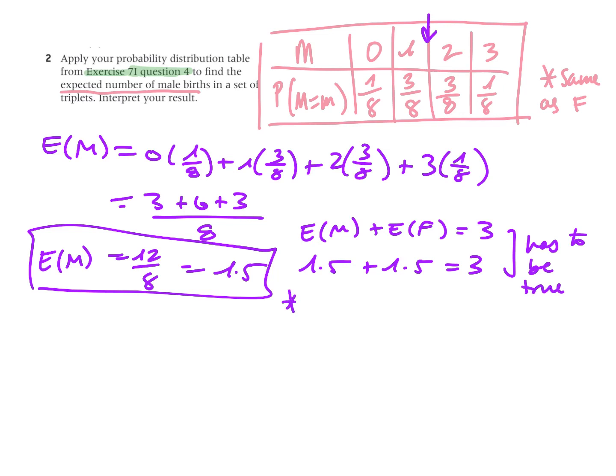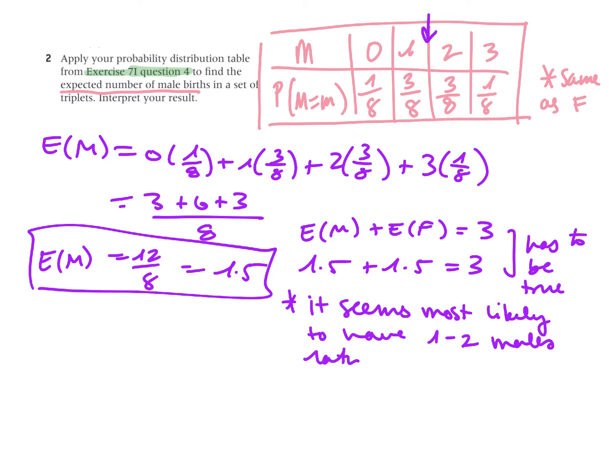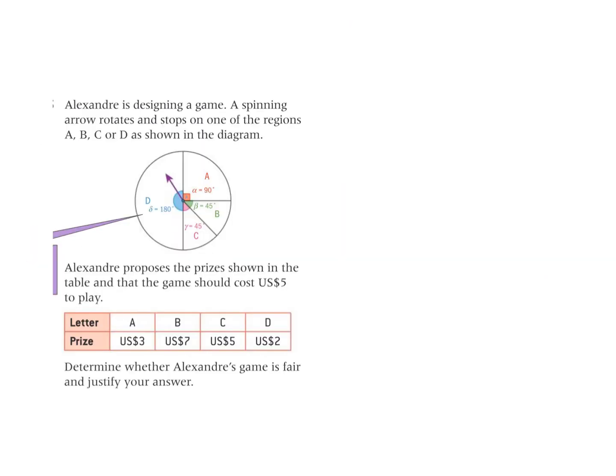But one thing to know is that it seems most likely to have 1, 2 males rather than 0 and 3 for a set of triplets, right? Remember the context. Okay, that's how you do that. Expected value, you add them up. Okay, next.